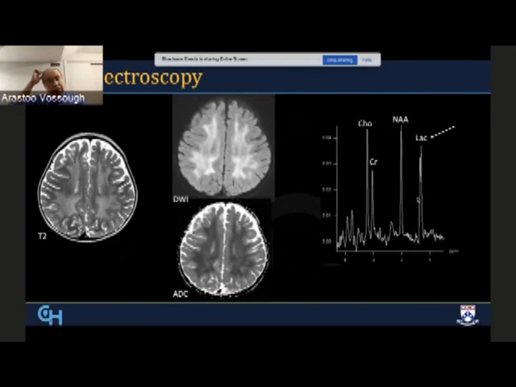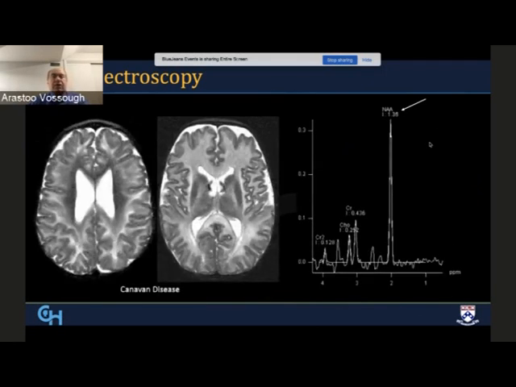On the other hand, certain metabolites, if we're looking for or happen to find, for example, in this patient with an apparent leukodystrophy, this patient had a mitochondrial deletion. We see a massive increase in lactate, and that could be a clue for further investigation.